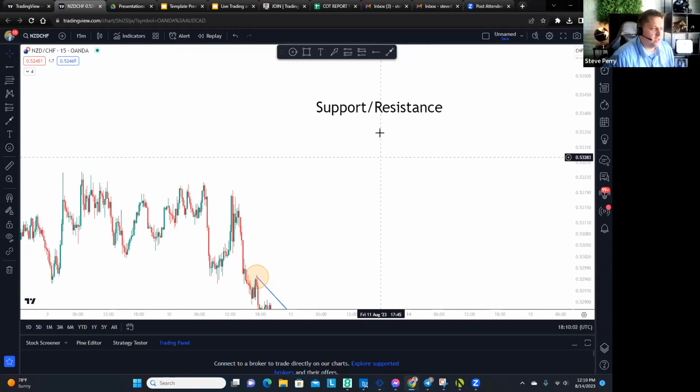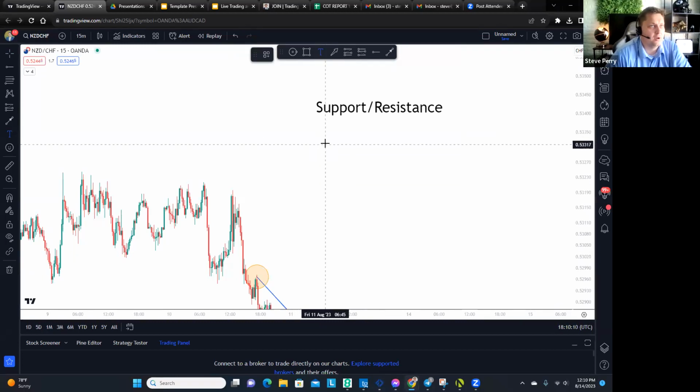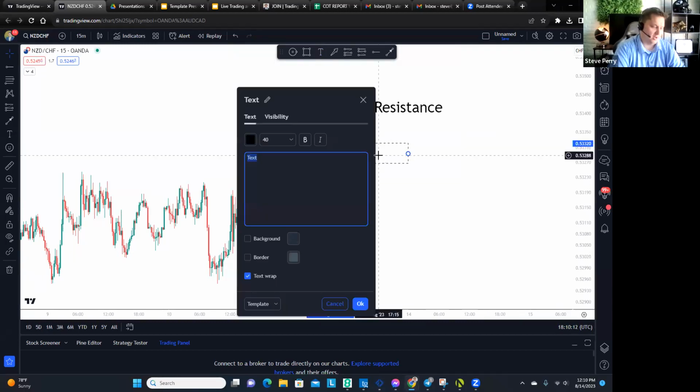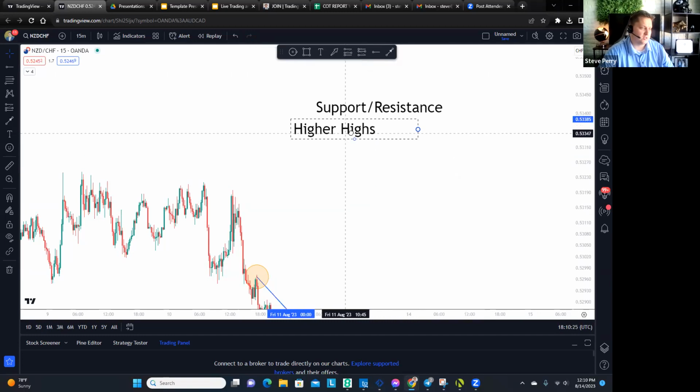The other thing that we want to look at is, let's see, there are a lot of different things we can look at. You have higher highs and higher lows. In fact, let's just do this. Higher highs. Let's label all these different things that are important. You have higher highs and higher lows.